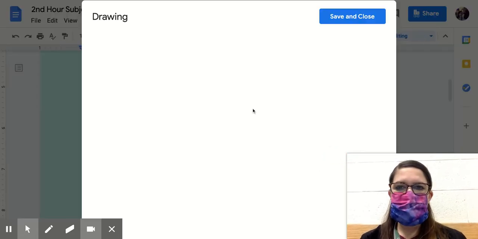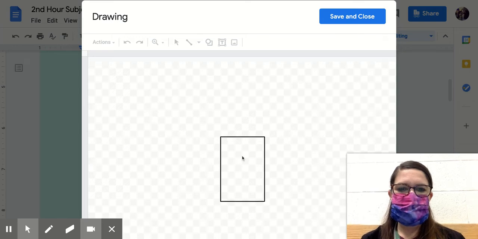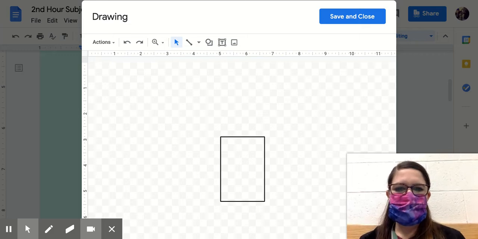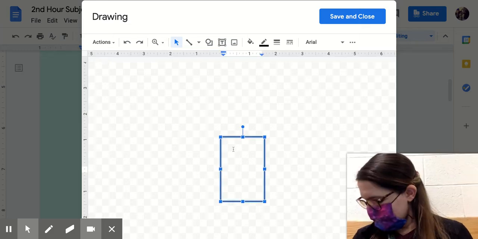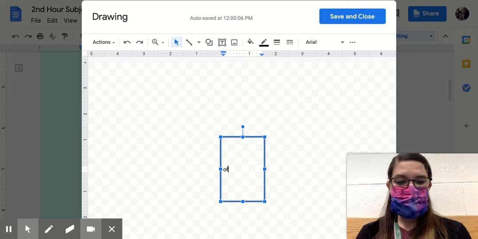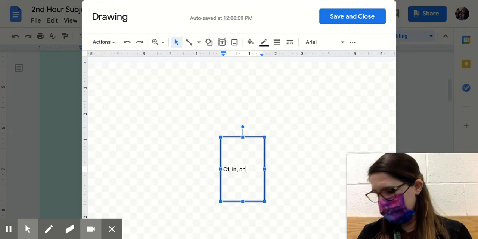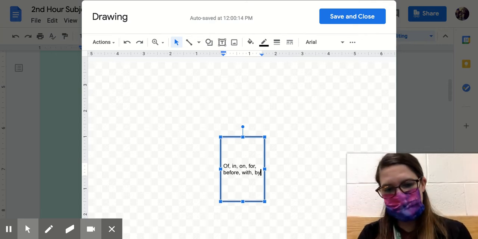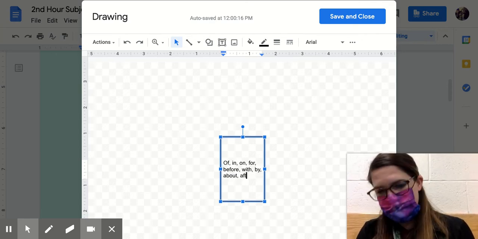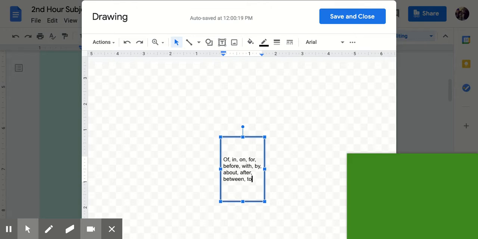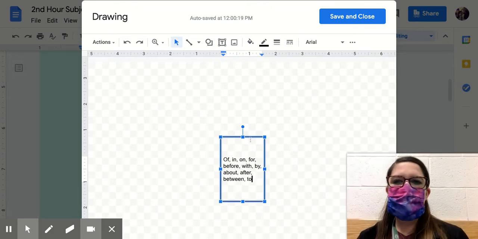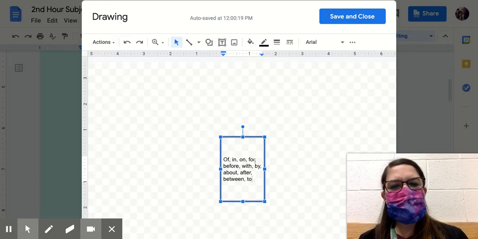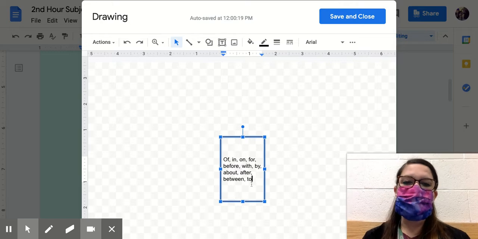So some really common ones. Okay. Common prepositions are of. We'll see that one a lot. In, on, for, before, with, by, about, after, between, and to. These are ones you'll see a lot. There are more. I think there's like 23 in the English language. These are ones that you're going to see a lot, and they are words, again, that show relationships.